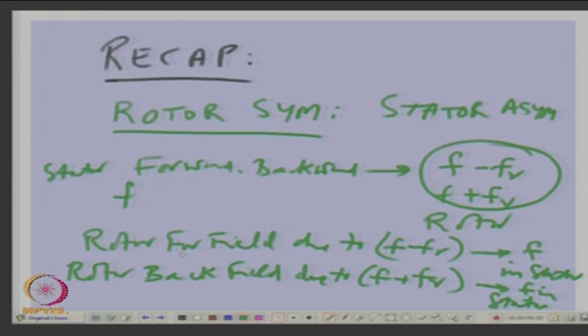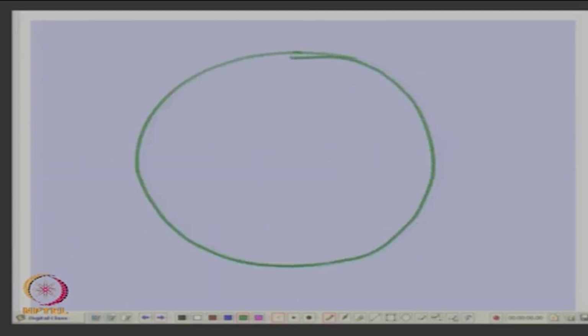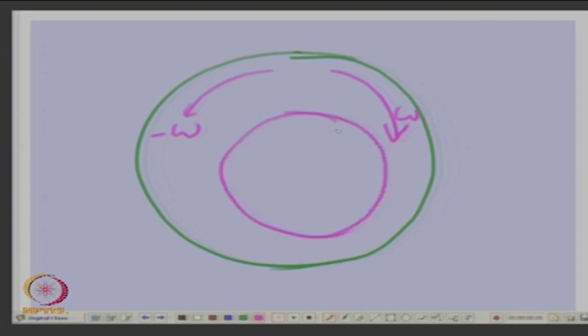Okay. So, if you want to show symbolically the fields, omega and minus omega due to the stator, is it not, which will result in omega minus omega r, and omega plus omega r, two fields.